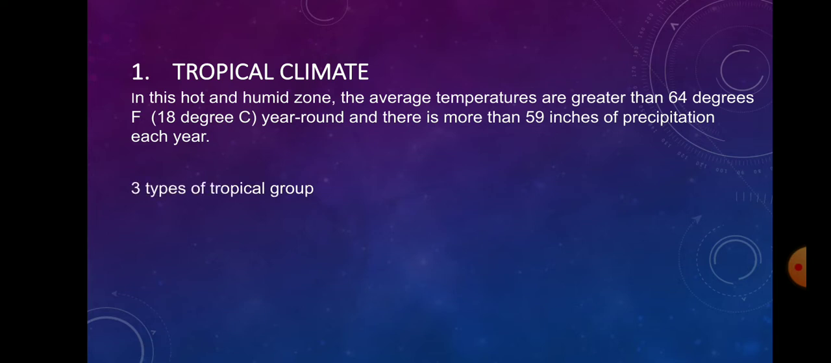We have three types of tropical climate. First one, tropical wet, or also known as rainforest. In this type of tropical climate, it has the most predictable weather on Earth, with warm temperatures and regular rainfall. Second type of tropical group, tropical monsoon, that is found in certain parts of Asia and West Africa. To further understand it, I will define the word monsoon.